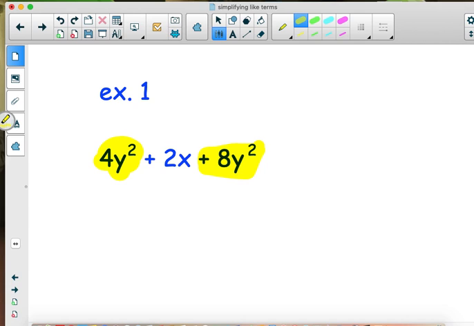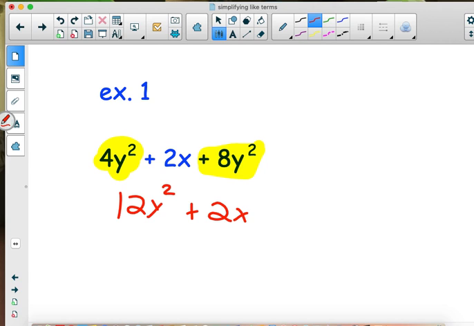Okay, now you treat it like 4y squared plus 8y squared is going to equal 12. Wait, what would happen with the square? It just stays squared. And then you're going to have plus 2x. You don't want to forget it. You want to bring it down.